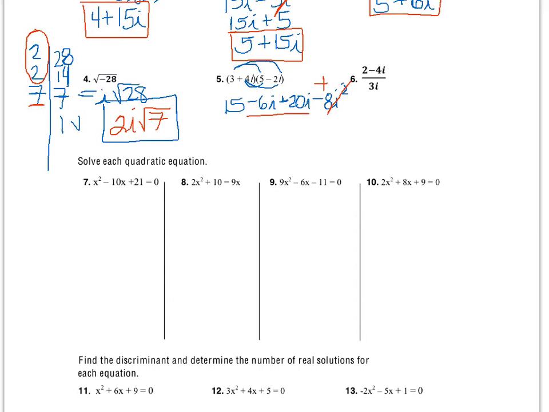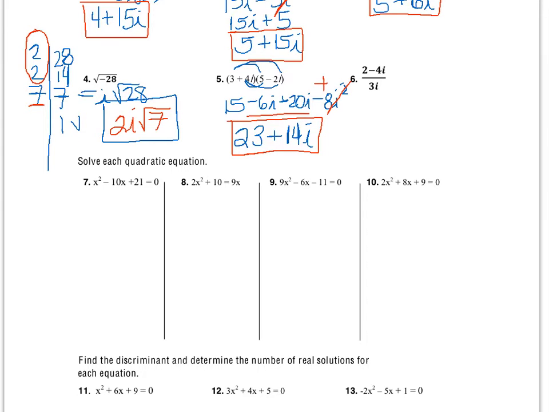So I have 15, and then I have a positive 8. That gives me a positive 23. And then negative 6i plus 20i gives me a positive 14i. And remember, you only get i squared when you're saying i times i. But when you're just adding, then it stays i because you just keep your like term. So there's my final answer.